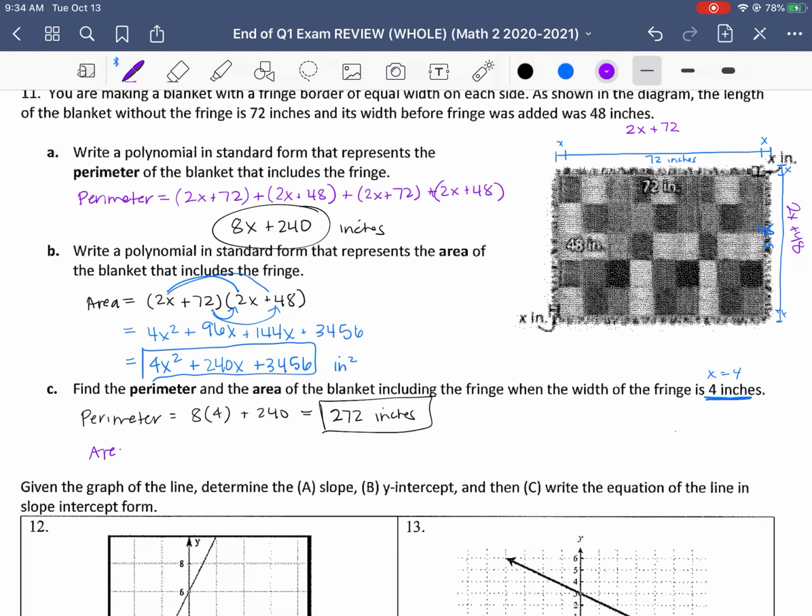And then it asks us for the area as well. So we could find the area using the area polynomial we found in part B. We're going to put 4 in everywhere we'd see an x. So we've got 4 times x squared plus 240 times x. So we put a 4 in, plus 3,456. And if you plug that into your calculator or multiply it out by hand, you should end up with 80 square inches.